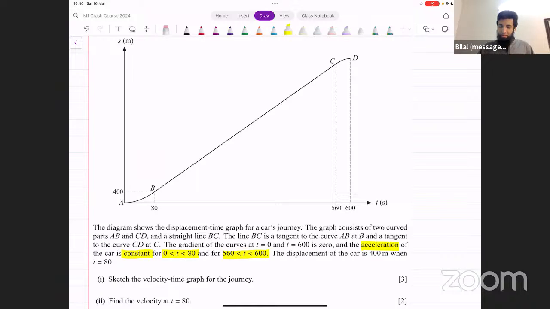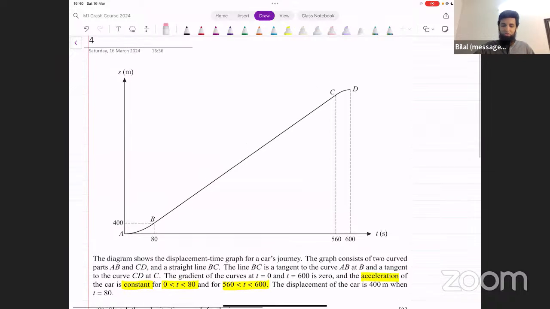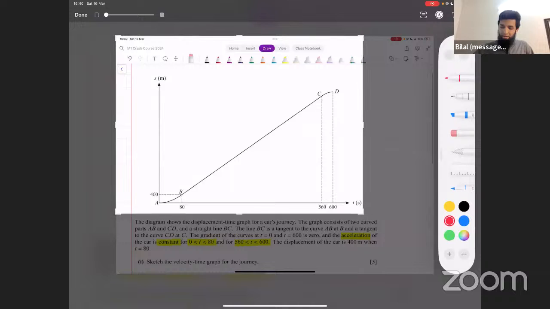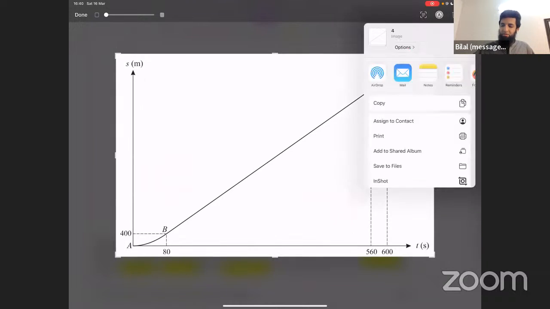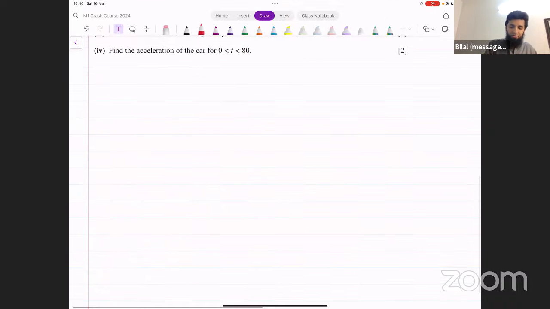And displacement of car is 400 meters when time equals 80. So in the first 80 seconds, the car covers 400 meters, as you can see here. That's the information that we're given. In the first part, they ask us to sketch the velocity time graph for the journey. Using this displacement time graph, we have to sketch a velocity time graph. Now, let's try this. You're going to keep this displacement time graph in front of you and use that to sketch the corresponding velocity time graph.